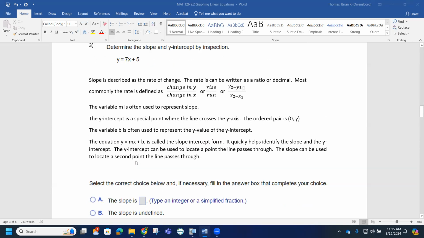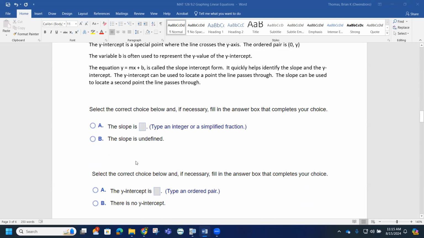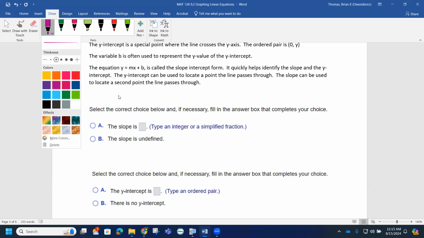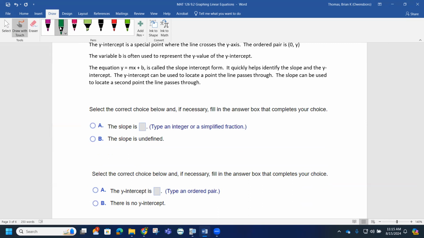So notice our equation is y = 7x + 5. Notice that the coefficient of x is actually our slope. So by inspection, 7 is our slope. So we got that done. Now, the y-intercept is going to be where the b is, the constant.